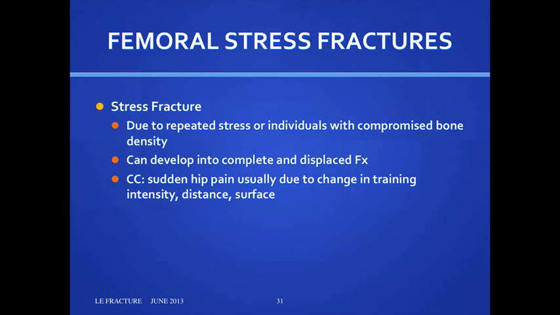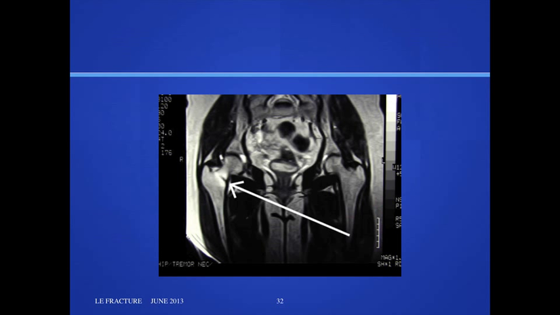Let's look a little bit first at femoral stress fractures. They occur gradually due to repeated stress, or sometimes in individuals with compromised bone density. And they can develop and progress into really complete and displaced fractures. And complaints are usually sudden hip pain, usually due to changes in training, changes in intensity, sometimes surface changes. It often accompanies an increased activity. You can see a femoral stress fracture with the CT scan here right at the femoral neck.